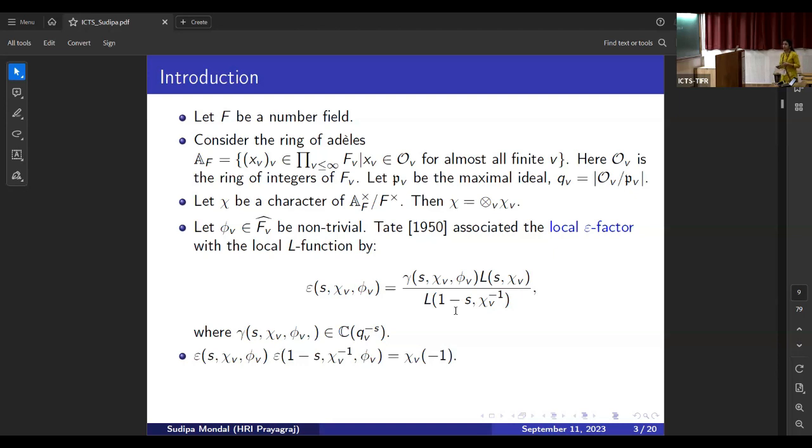He also proved that the epsilon factors of chi_v and of chi_v inverse are related by this relation. Now, if we consider chi_v such that chi_v equals chi_v inverse, then the value of the epsilon factor is plus or minus 1. And from this formula, we can see that it is enough to focus on the epsilon factor at the complex number s equal to half.